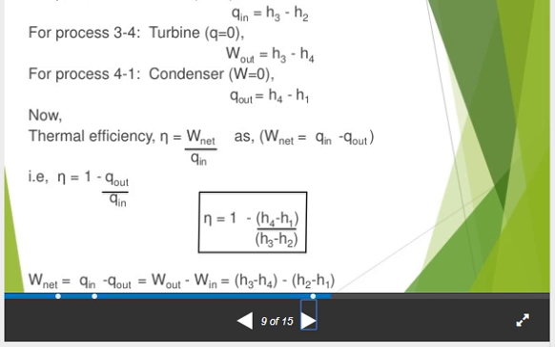That we can write down W net equal to Q in minus Q out, equal to W out minus W in, equal to in bracket S3 minus H4 minus S2 minus H1.